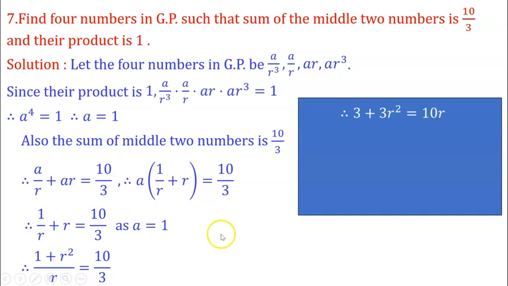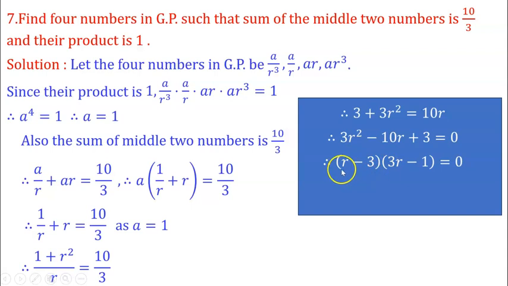Next, after cross multiplication, that is 3 into (1 plus r^2), you will get 3 plus 3r^2. Next, r into 10, you will get 10r. This is the quadratic equation: 3r^2 minus 10r plus 3 is equal to 0. The product is 9r^2 and the sum is minus 10r. Therefore, the factors are minus 9r and minus r. Then you will get the factors, in the first bracket r minus 3 and in the second bracket 3r minus 1, that's equal to 0. Therefore, r is equal to 3 or r is equal to 1 by 3.